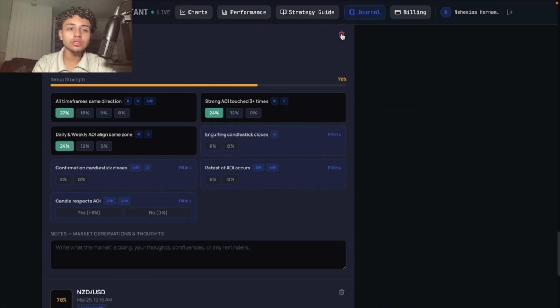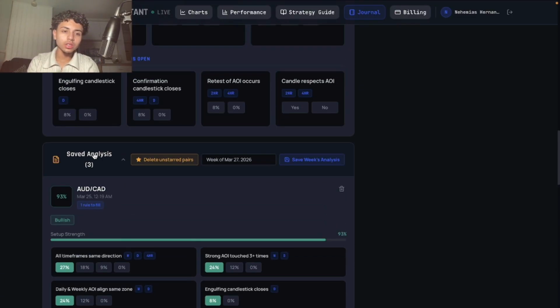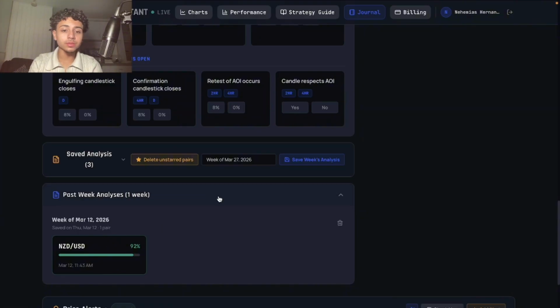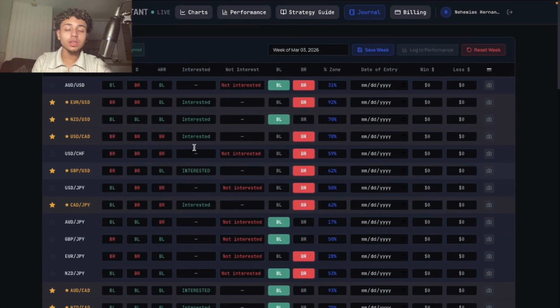Now NZD CAD is trash. USD CAD is trash. NZD USD is trash. So now we currently have 3 pairs. 1, 2, and 3. So currently our analysis has 3 pairs. Past week analysis was only 1 pair. So good, it's fine. And now that's it.